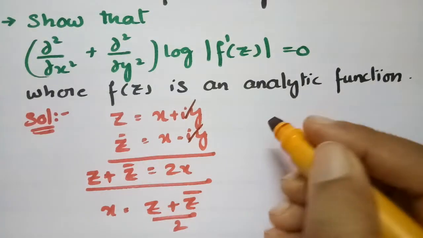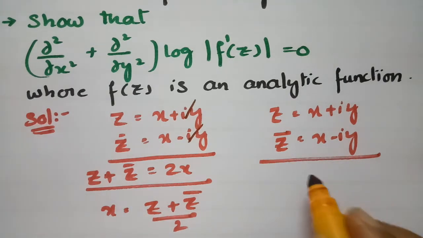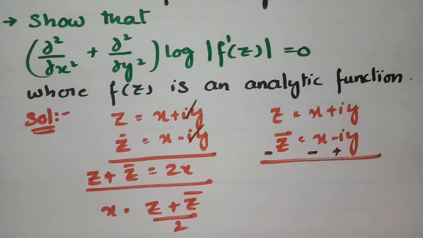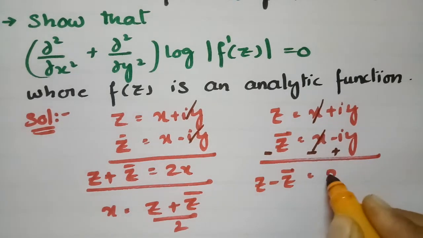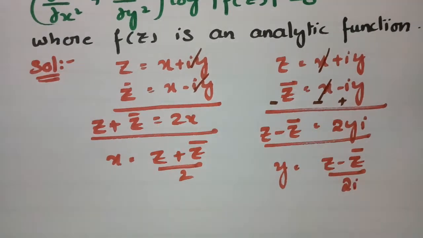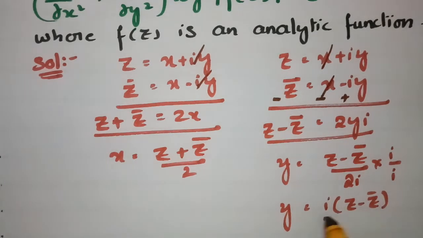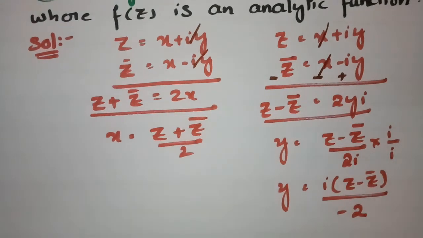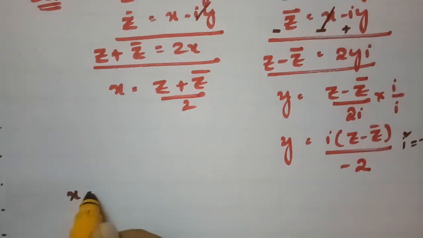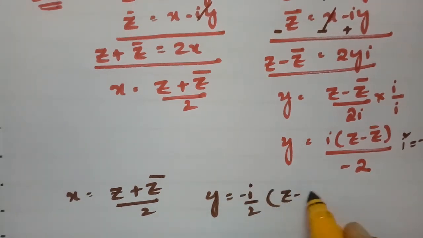And next, the same thing: z = x + iy, and z bar = x - iy. If I subtract the equations, then the x and -x cancel, and z - z bar = 2yi. And what is y? y is nothing but (z - z bar)/(2i). If I multiply and divide by i, this will be i times (z - z bar) by i square, and i square is equal to -1, so this will be -2. So I got the value of x as (z + z bar)/2, and y as -i/2 times (z - z bar).